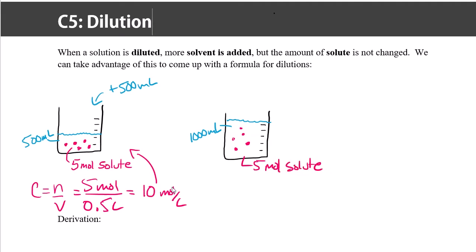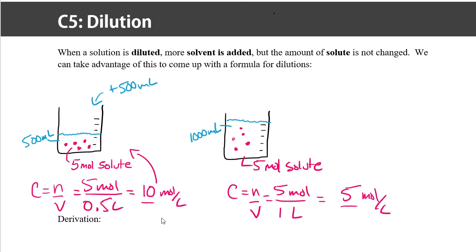And that fact is going to be very important when I start doing some calculations. Because when I dilute something, I'm never changing the amount of solute. Right? The amount of solute stays the same. So I can calculate the concentration here again, C equals N over V. Now I still have 5 moles of solute, but now I have 1 liter of solution, 1,000 milliliters. So my new concentration is 5 moles per liter, right? I've added twice as much solvent, so now I'm half as concentrated as I was before.